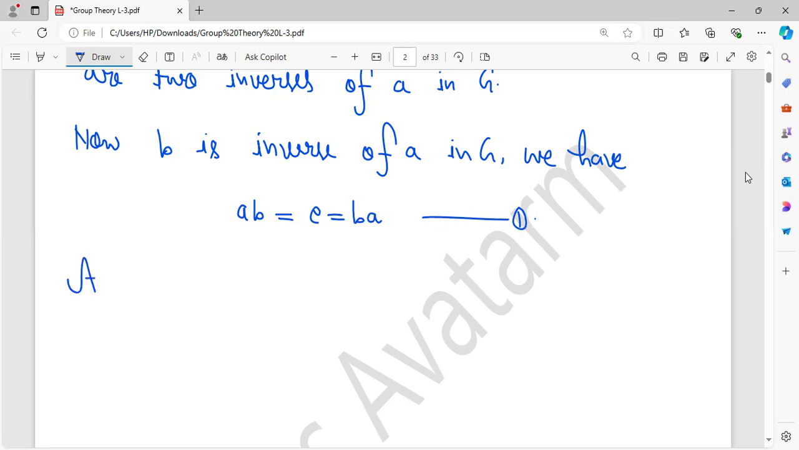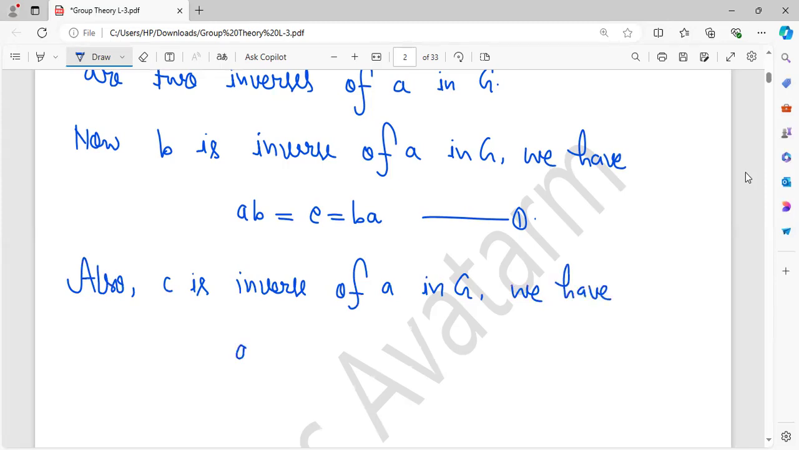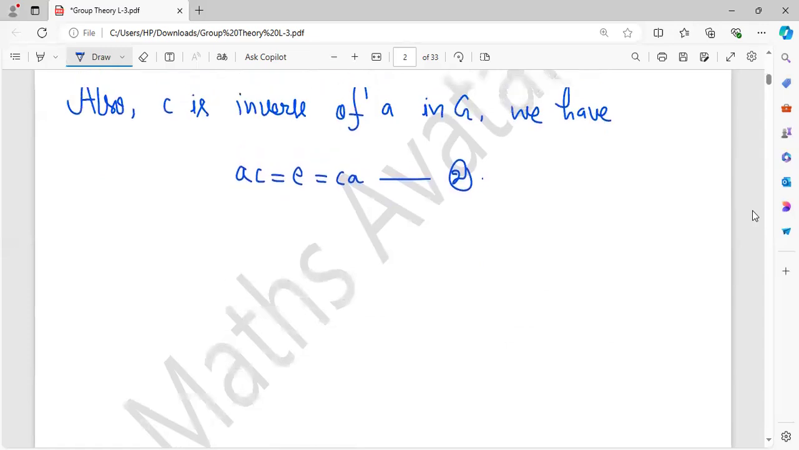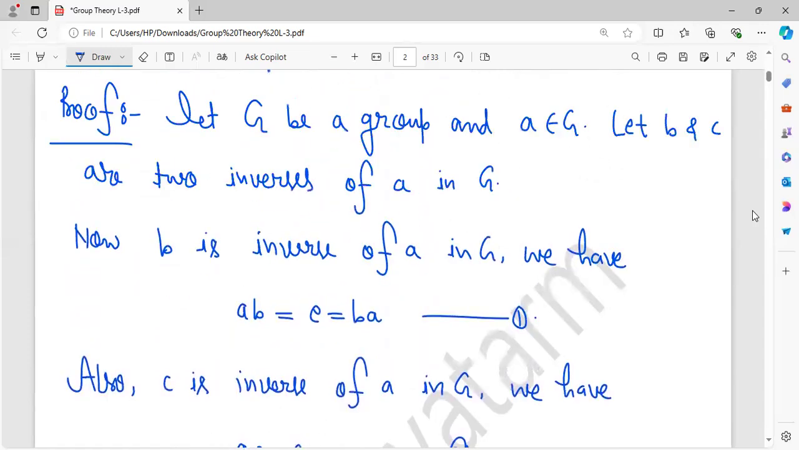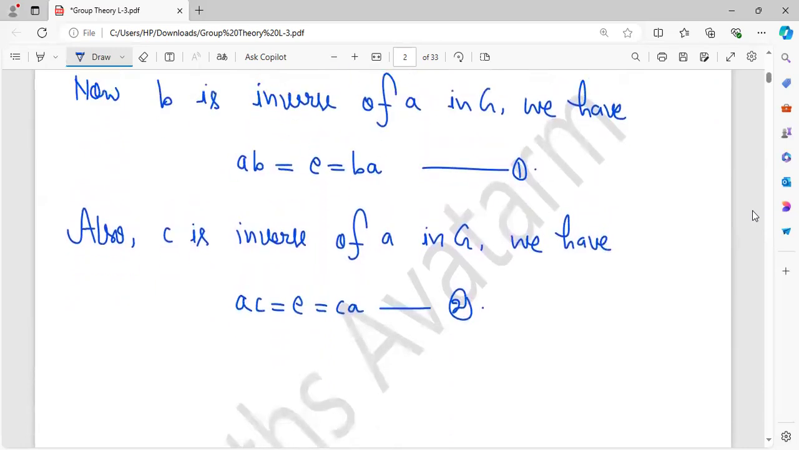Now, also c is an inverse of a in G. We have ac = e = ca. This is equation 2. Now we want to show that the inverse is unique. We have to show that b is equal to c actually. Okay.